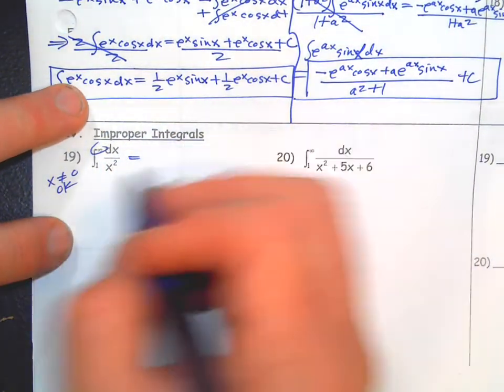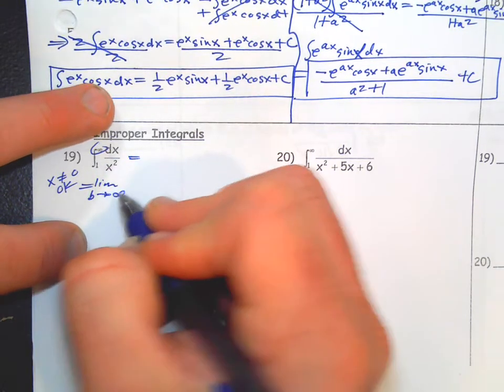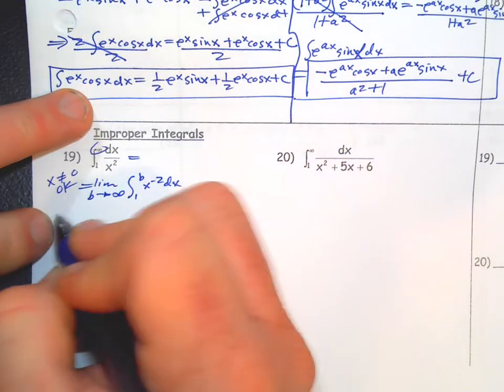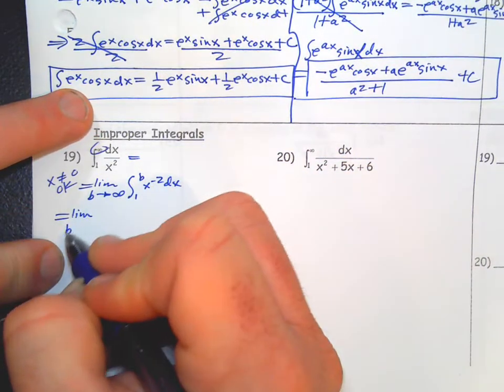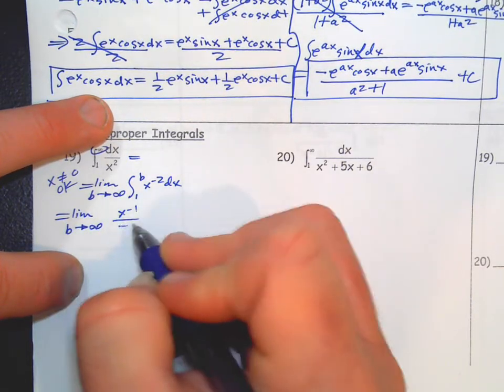So the way we write this is write the limit as b goes to infinity of 1 to b. I'm going to rewrite this as x to negative 2. And so we change this into a limit and we just do a regular old integration.